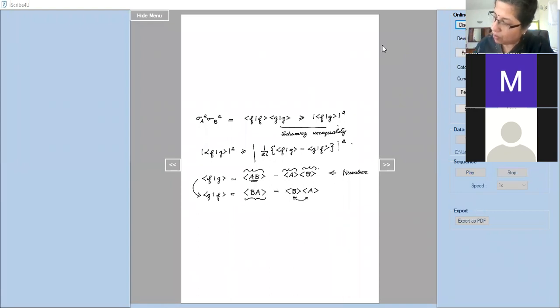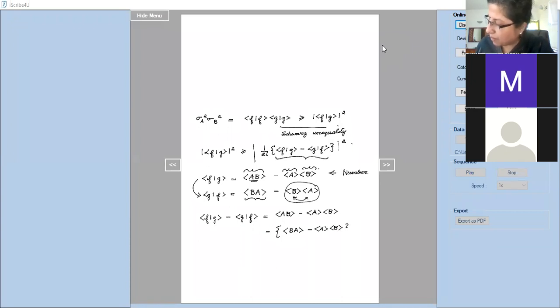So now what do we get? Let's work out this particular step over here. You have FG minus GF. So what will you get now? You will get the expectation value of AB minus the expectation value of A times the expectation value of B, minus, what do you have over here? BA, minus, now I'm going to shift these values around and write it again as AB, because remember, again, they are numbers and we know numbers commute.